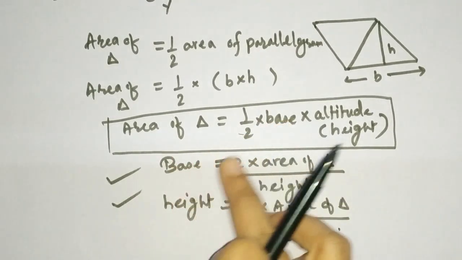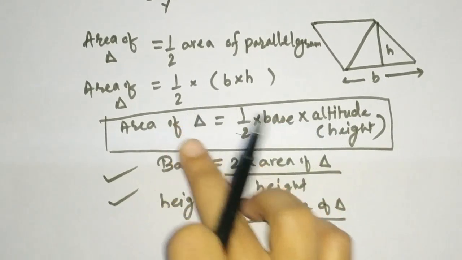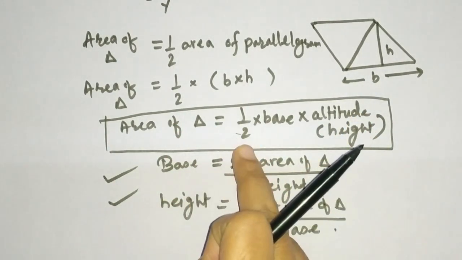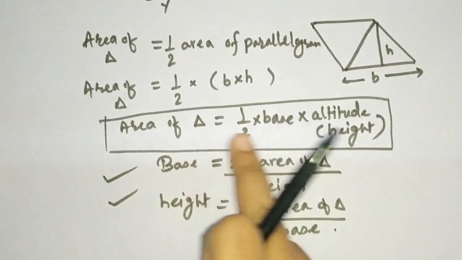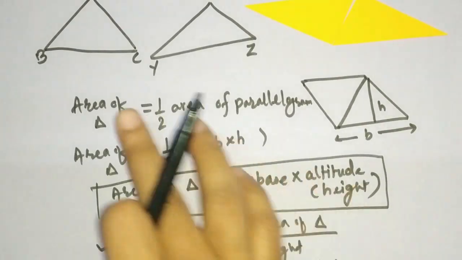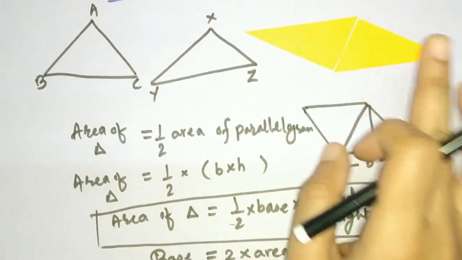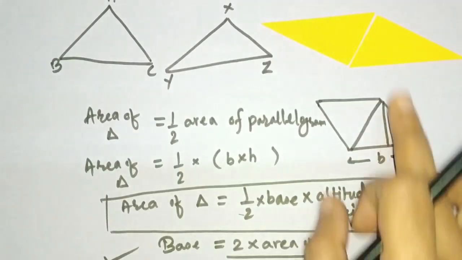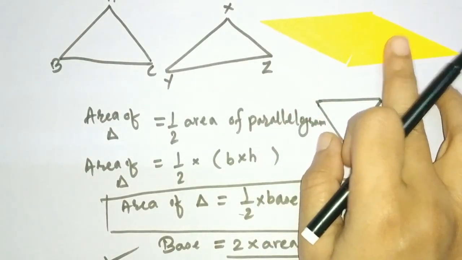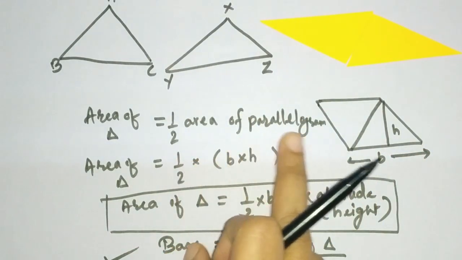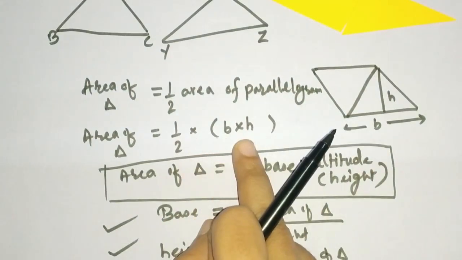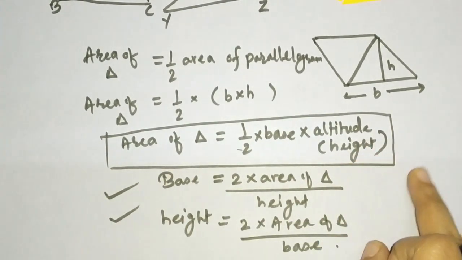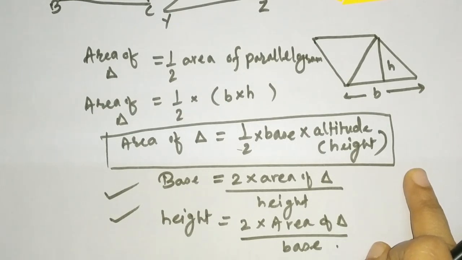If you want a base, simply send this 2 there, that is 2 into the area of a triangle divided by the height. And if you want a height, 2 into the area of a triangle divided by the base. So by performing this activity you made a parallelogram from two triangles, and the area of this particular triangle is half of the complete parallelogram. If you take half, you get half of the area of the parallelogram, which is nothing but half into base into height. So we have reached this formula: area of a triangle is 1/2 into base into height.